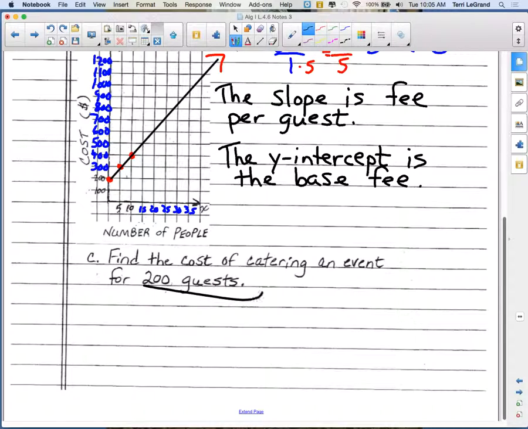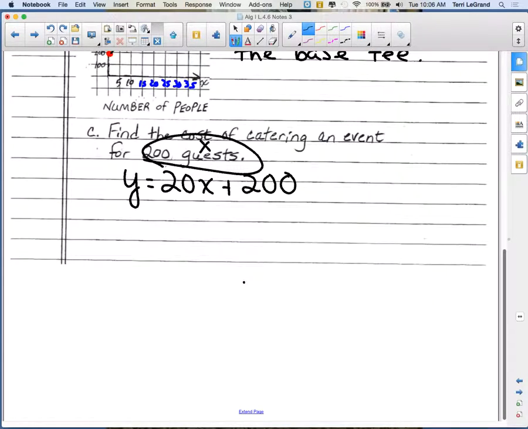Okay, now it says in C, find the cost of catering an event for 200 guests. Well, this right here says we're putting it in for x or for y? We're putting it in for x. This is our x value. So we're going to take our equation we wrote, y equals 20x plus 200, and substitute in. If you wanted to use your graph to find this information, would you be able to? Does the x-axis go out? Do you want to make this graph go out to 200? No, it's a lot easier to do it algebraically using the equation. So we will substitute in 200 for our x value.